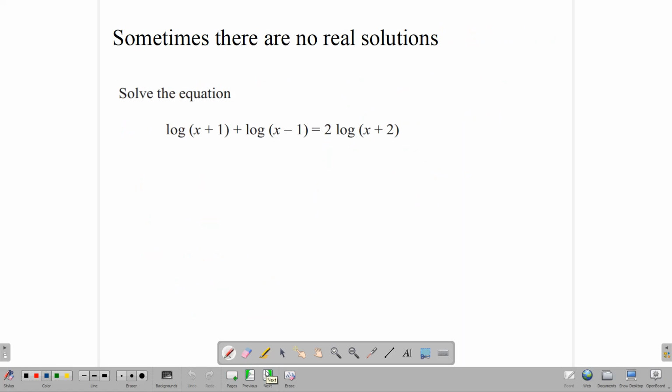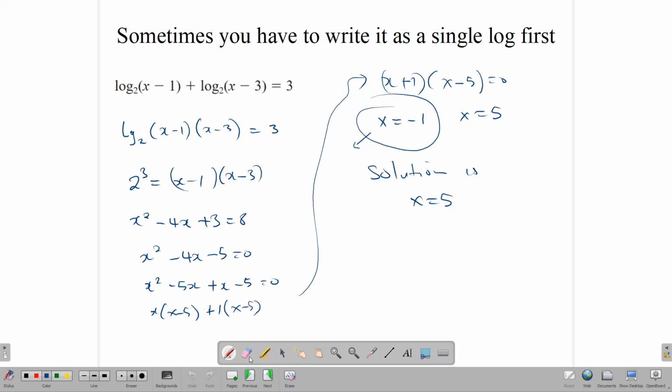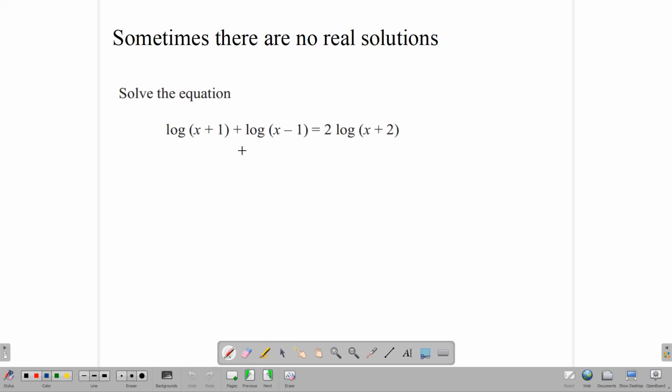Let's try another one. Same idea. And remember, when you see log, it normally means log to the base 10. If it's not to the base 10, the log will normally be stated there. Now here we have a product on this side. So we're going to rewrite it as log of (x plus 1)(x minus 1) is equal to the log of (x plus 2) squared. Remember, this is a power, so it goes back up there.